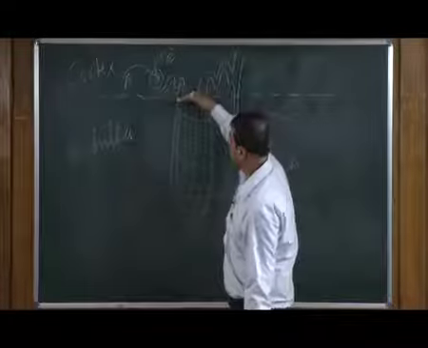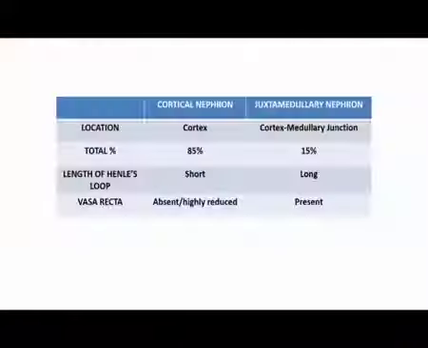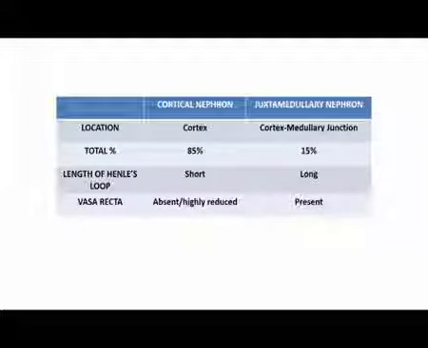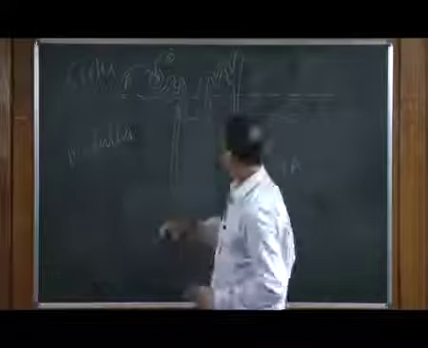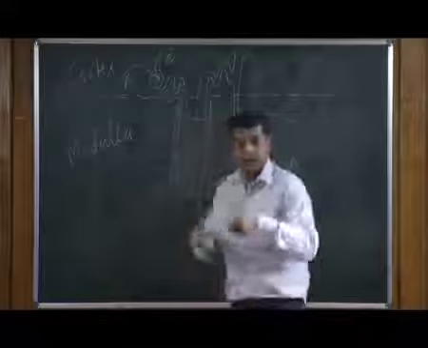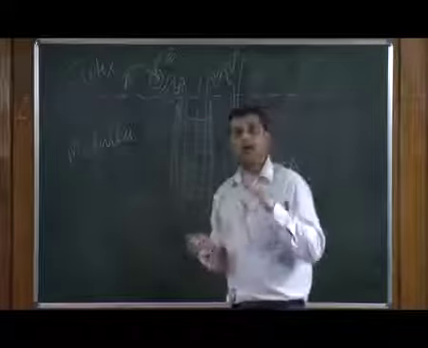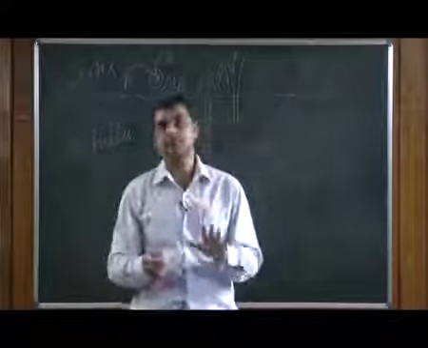So, in the cortical nephrons, if you go back to the slide here once again, the length of the Henle's loop is very short in case of cortical nephron. If the length of the Henle's loop is very short, that means there is no vasa recta or maybe very little. But in case of juxtamedullary nephrons, we have a huge Henle's loop. So, because of this region, your vasa recta is always present in case of juxtamedullary nephrons.